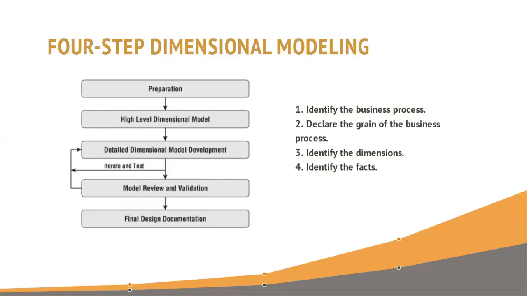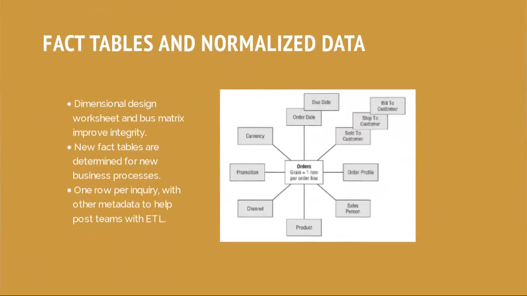In order to properly document the design process when building a dimensional model, the dimensional design worksheet and bus matrix help to improve integrity. Also, new fact tables can be determined at a later date for new business processes that evolve over time. Our fact tables are comprised of data at the lowest possible grain and are normalized using well-defined primary keys. The example of the dimensional model shown on the right shows orders as the fact table and the dimensions surrounding that fact table in gray boxes.